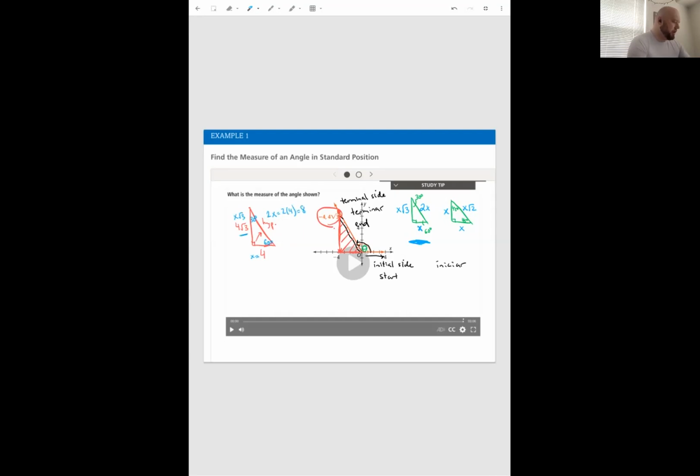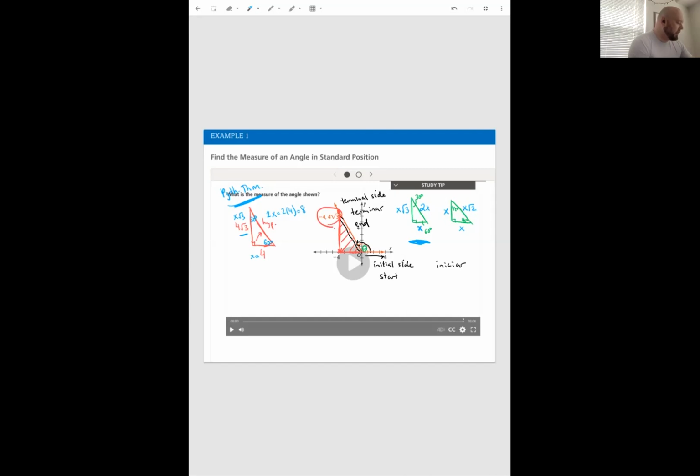If you don't know that it fits a special triangle of 30, 60, 90 or 45, 45, 90, then you can always try the Pythagorean theorem. That will always work. I'm not going to do it here, but if you see a triangle and it doesn't fit one of the special triangles, then do the Pythagorean theorem.